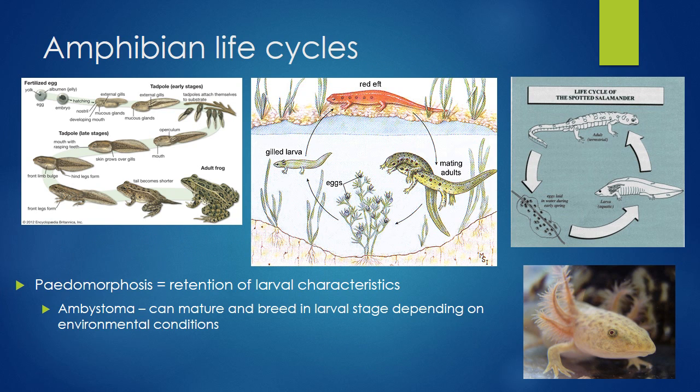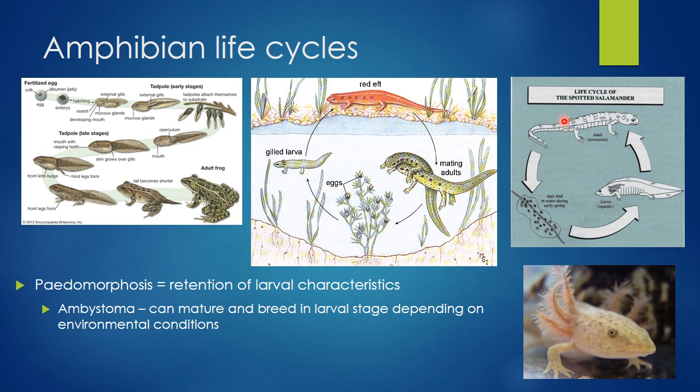So there's a range of amphibian life cycles, and these three images here show some of the basic ones. Frogs go from egg to tadpole. The tadpole develops legs, loses its tail, and becomes an adult frog.